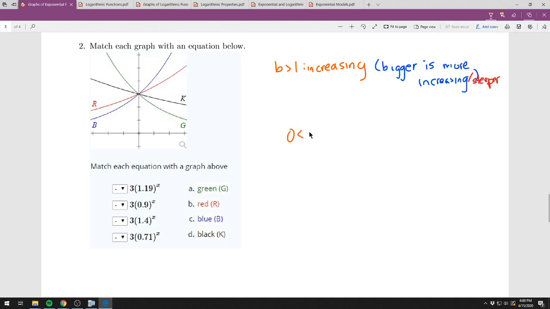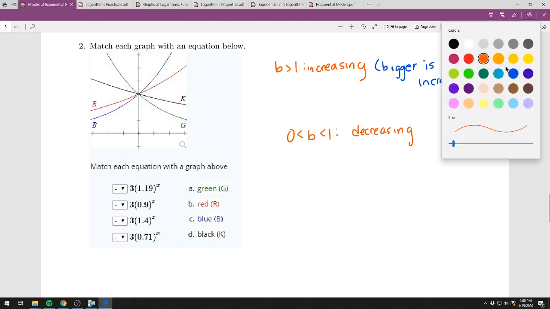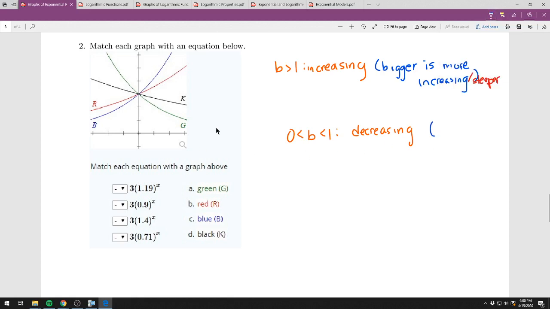Now when b is between 0 and 1, the graph is decreasing. We know that. And this one's kind of backwards. The more it is decreasing, I guess it's not really backwards, but you kind of think about it differently. We can't go negative. Well, we think about being farther away from 1, we want to be closer to 0. The closer it is to 0, the more it is decreasing. Another way to think about it is that it is more steep in a decreasing way.